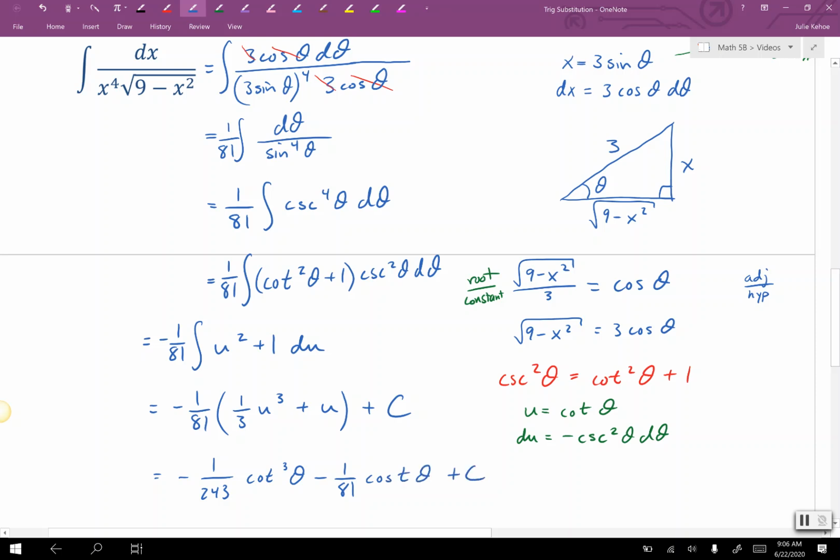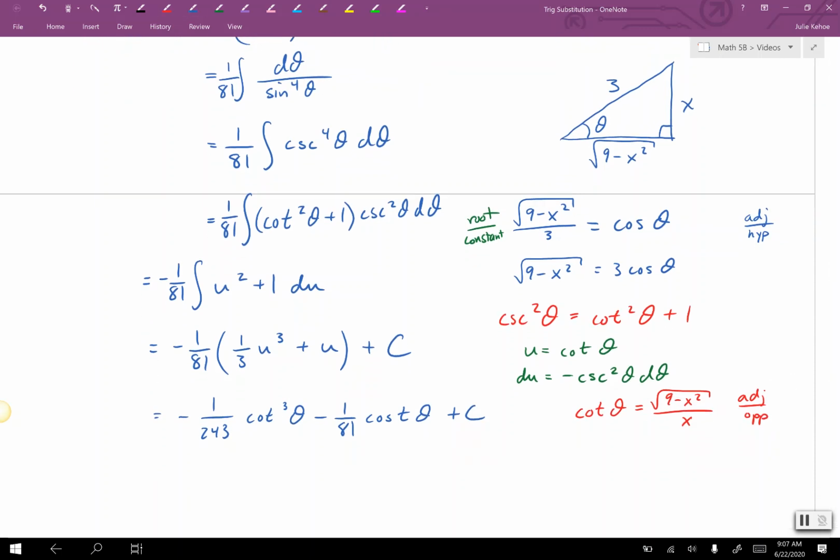Okay, so I reversed my second substitution. I'm back in thetas. Now I need to get back to x. And so I go back to my triangle. So cotangent, if we come off to the side here, cotangent of theta, that is adjacent over opposite in my triangle. And so the adjacent side would be the root, square root of 9 minus x squared. And the opposite is x. So that is what cotangent is equal to, and that's what I will swap it out for in the problem.